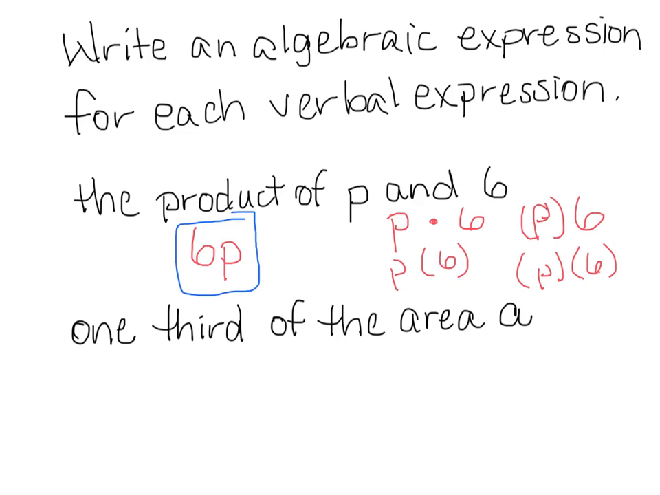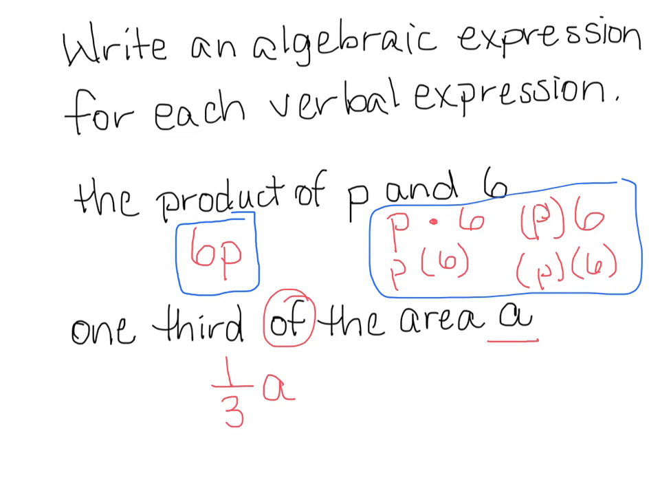Okay, let's take a look at the last one. 1/3 of the area A. Now they tell you here let the variable be A, and you're finding 1/3 of A. Right, 1/3 is a fraction, one third, and then A next to it. Again, you could have done it like any of these right here. Wouldn't necessarily have been wrong.